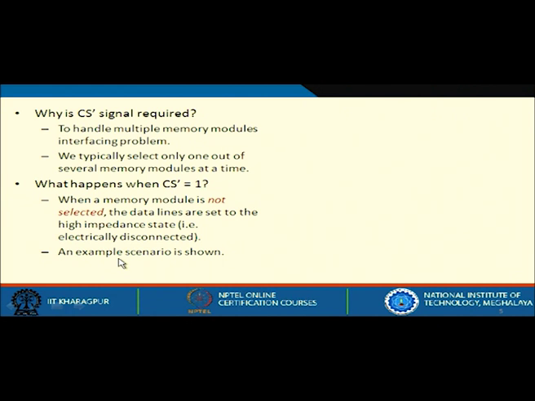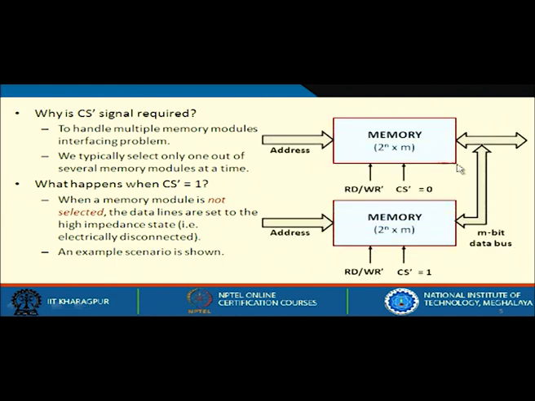Let us see an example scenario. Here chip select is 0, so this memory module is selected, and here chip select is 1, so this memory module is not selected.